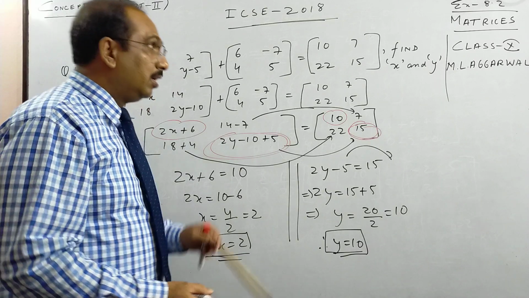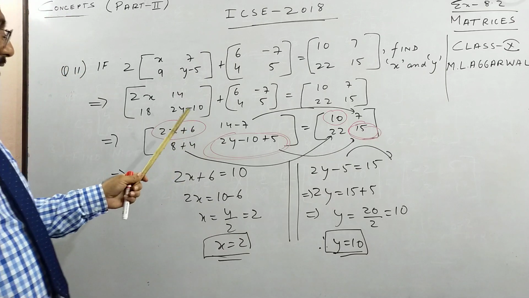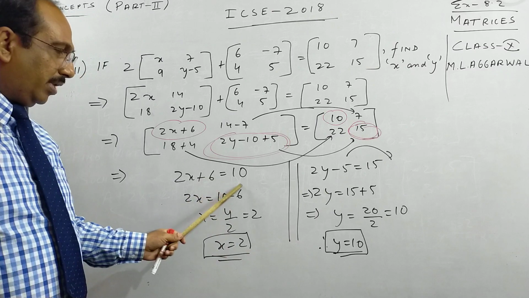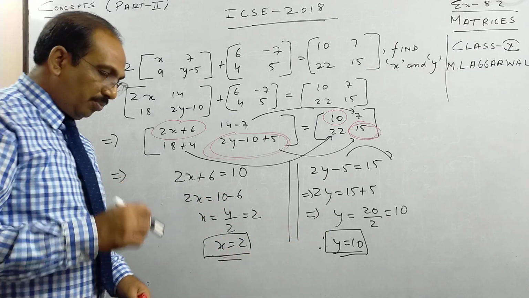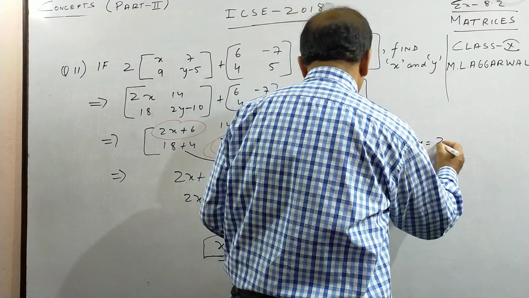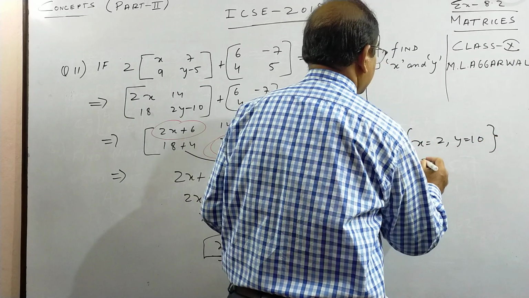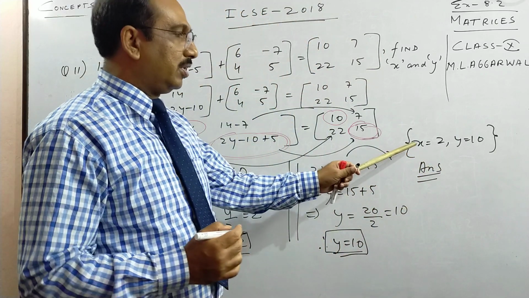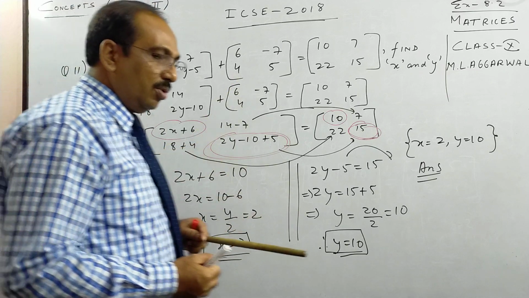So finally, this is an ICSE question carrying 3 marks. Generally 1 mark you will get for this, 1 mark for x, and maybe 1 mark for y. So to make the work easier for your examiner, finally you write x is 2 and y is 10 and put it in braces or a middle bracket. So it will be very easy for your examiner to see the right answer and to give you full credit for this.